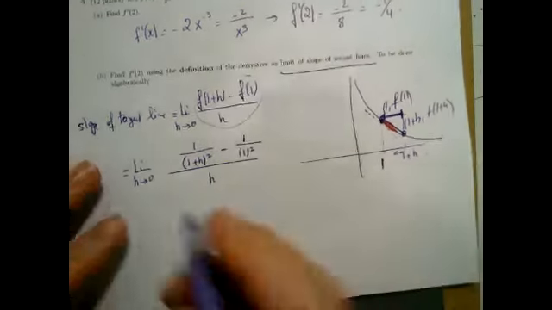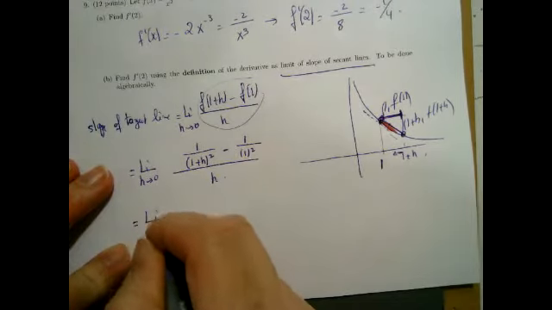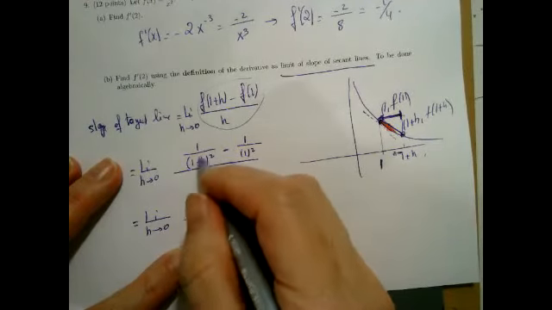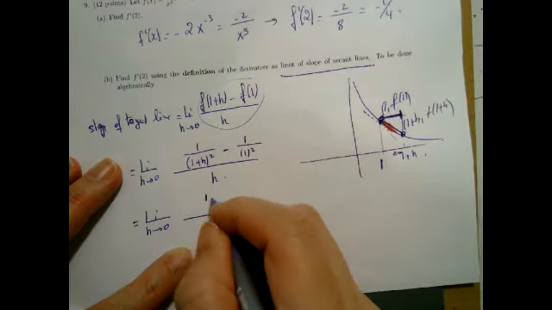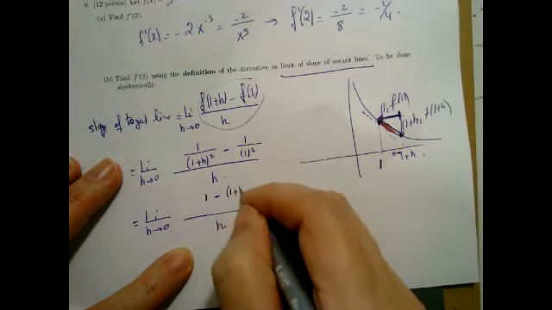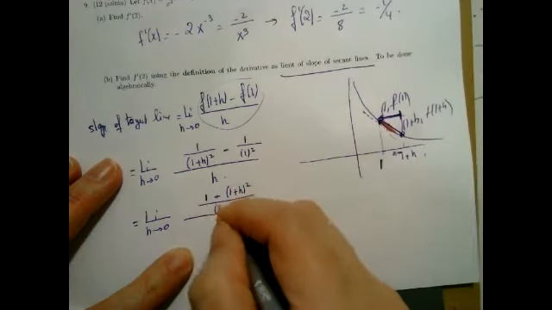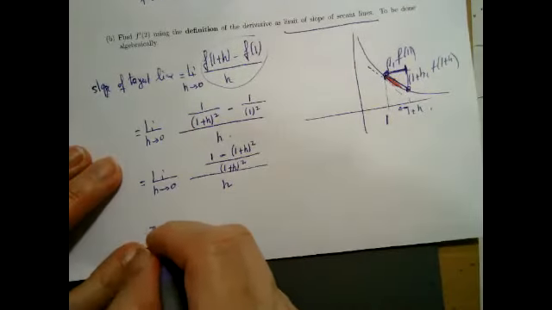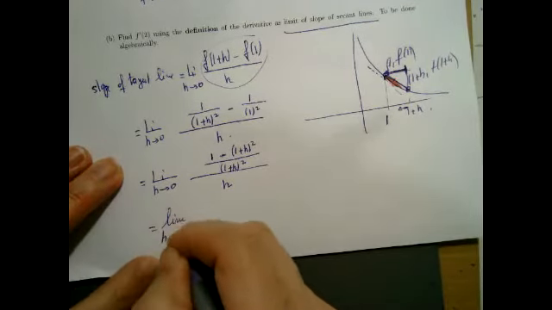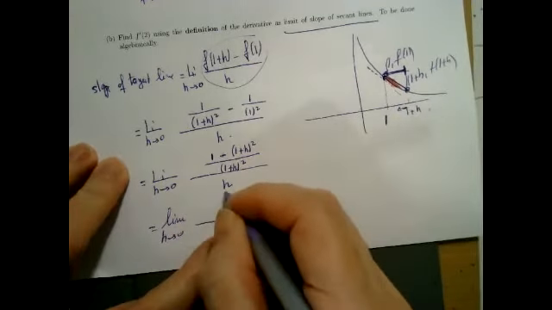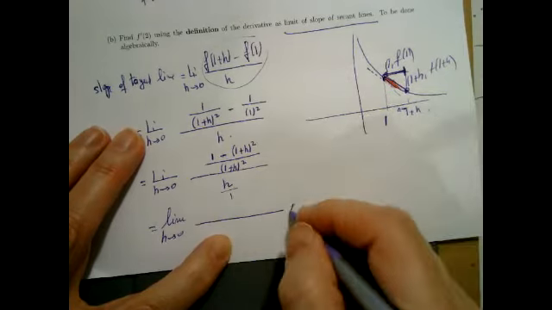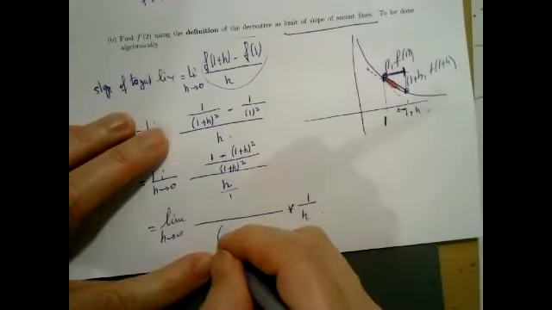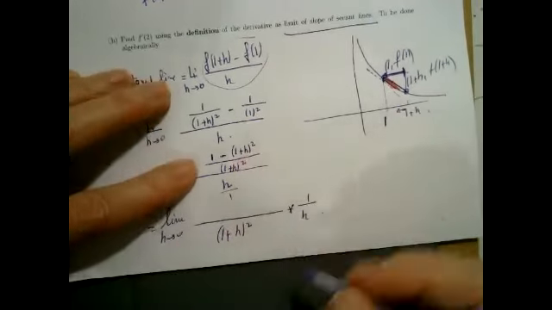Now I need to find the limit. It's equal to the limit as h goes to 0 of... I need a common denominator in the top. It's going to be 1 plus h squared. So I will have 1 minus 1 plus h squared, divided by 1 plus h squared. Now dividing by h is like multiplying by 1 over h, so we get rid of that term. And here I will have 1 plus h squared. And I need to find this limit.